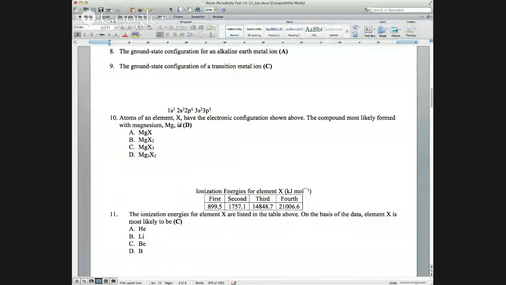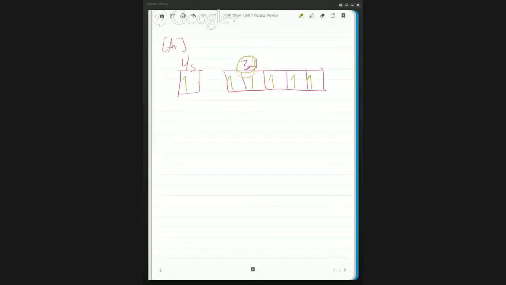Okay, atoms of an element X have the electronic configuration shown above. The compound most likely formed with magnesium is, all right, so let's go back to the bamboo paper and write this out. Okay, so we have 1s2, 2s2, 2p6, 3s2, 3p3.